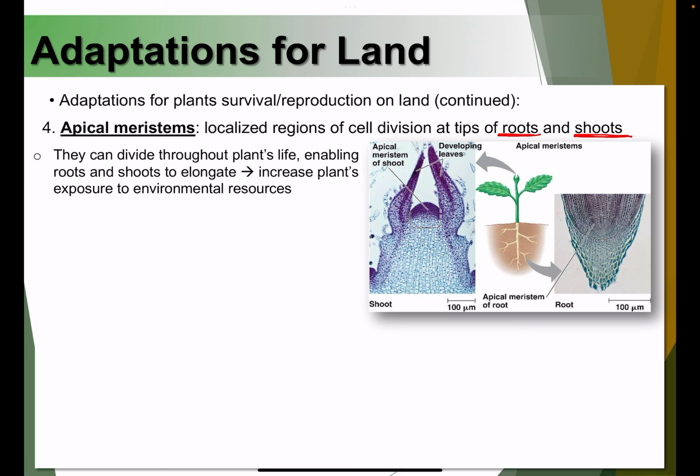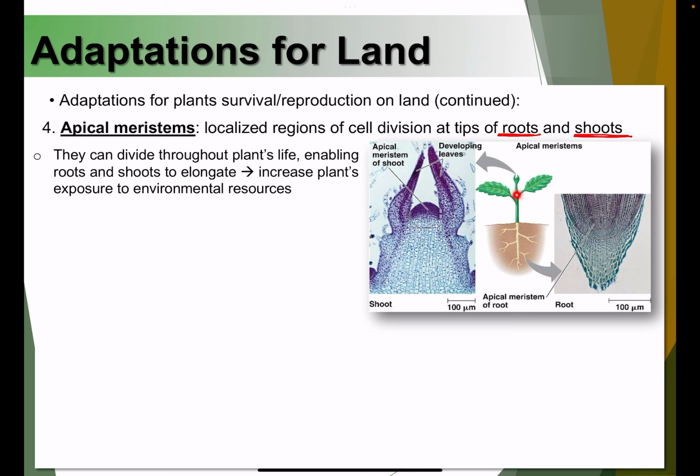And this is how it increases the plant's exposure to environmental resources. The more branch roots a plant has, the more it can absorb, because there's more surface area. More branching means more surface area, more nutrients you can absorb. Same thing for stems and leaves. The more stems and branching you have, the more leaves you're going to have. The more leaves you have, the more photosynthesis, and that's great for the plants. You can see in this picture here the apical meristem of a shoot where leaves are actually developing. And here is an apical meristem of a root.